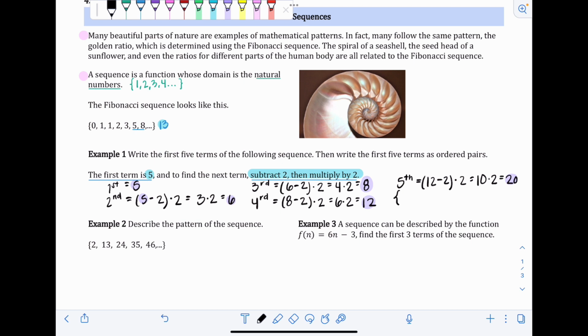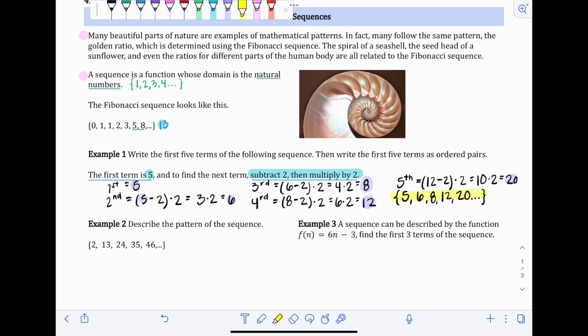Not necessarily from highest number to smallest, but we'd start with the first term, which is 5, and then the second term, which was 6, and then the third term, which was 8, and then the fourth term, which was 12, and then the fifth term, which was 20. But the sequence doesn't stop there. We could keep doing the pattern if we needed to. So to show that in the set, we write a dot, dot, dot, showing that it goes on forever. So the sequence is 5, 6, 8, 12, and 20.